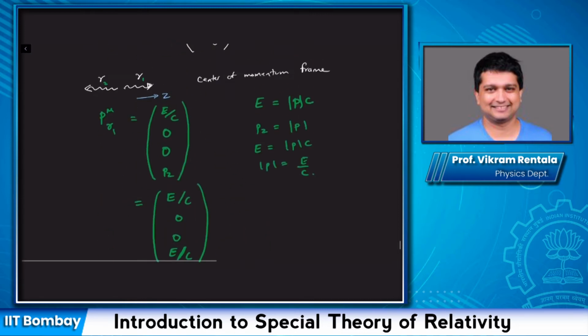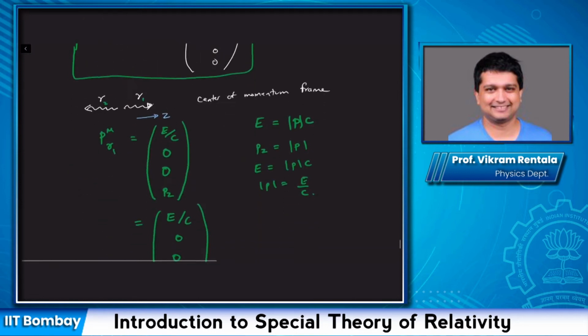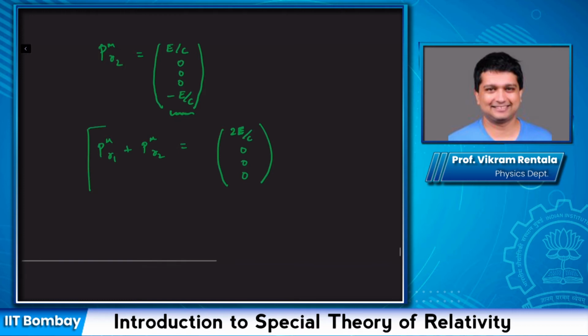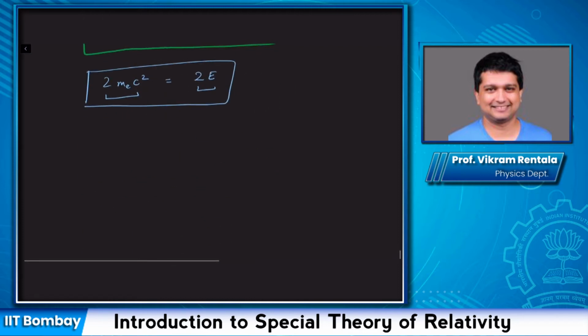Okay, so now what we can do is we can equate the initial 4 vector that we had for the electron plus positron system to the net new 4 vector that we have for the 2 photon system, and we can solve for the value of E. If we do that, what we would find is 2mec squared, which is the initial energy of the system, is equal to 2E, where E is the energy of each photon. So the energy of each photon would just be equal to mec squared. Okay, so this is now the energy of the photon.